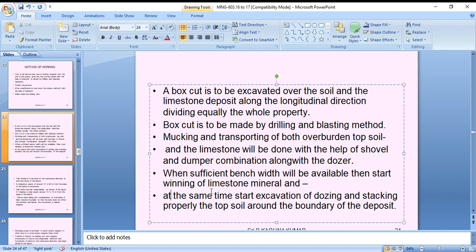Box cut is made by the drilling and blasting method, and transportation of both overburden topsoil and limestone will be done with the help of the shovel and dumper combination along with the dozer. When sufficient bench width is available, then start winning of limestone mineral, and at the same time start excavation, dozing and stripping properly of the topsoil around the boundary of the deposit.